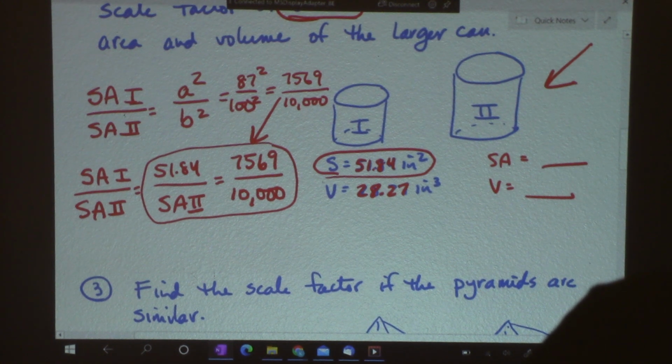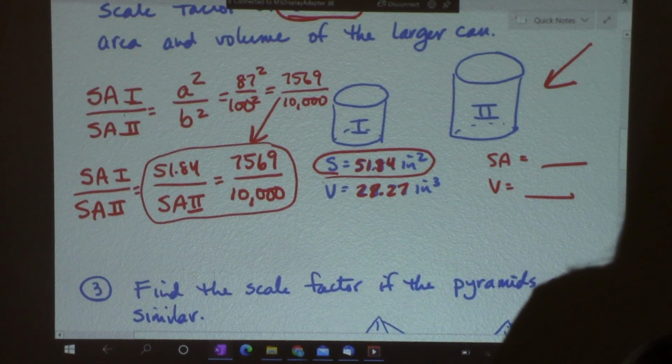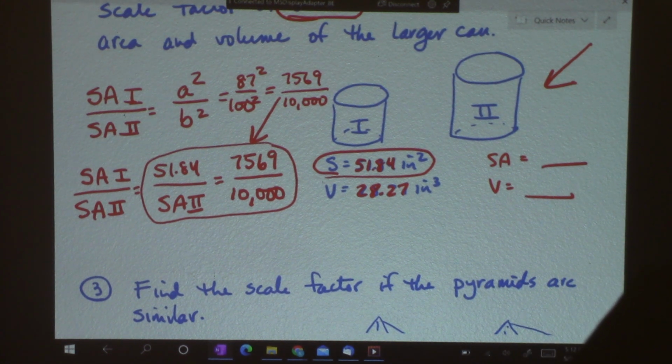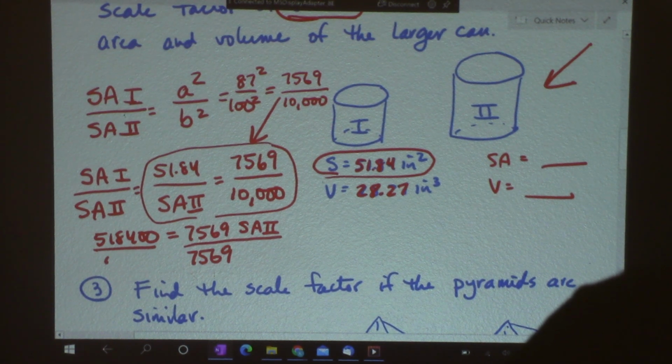So I'm running out of room here. So I'm just going to do it. So let's see, I set it up like this. 51.84 times 10,000 is 518,400 equals my surface area of number 2. Well, I'm going to put it like this. 7569 surface area 2. And then I would divide by this, right?